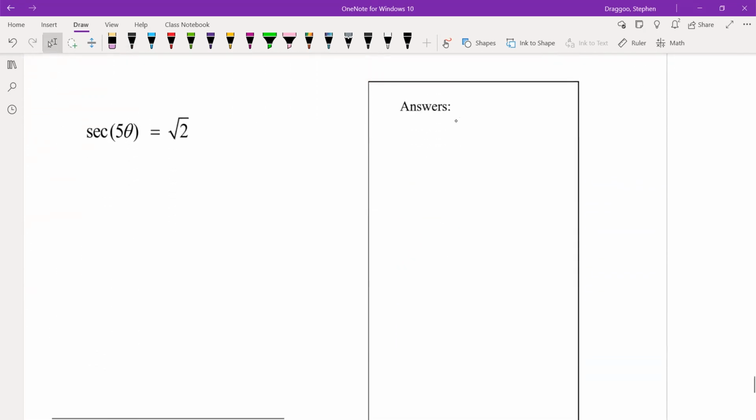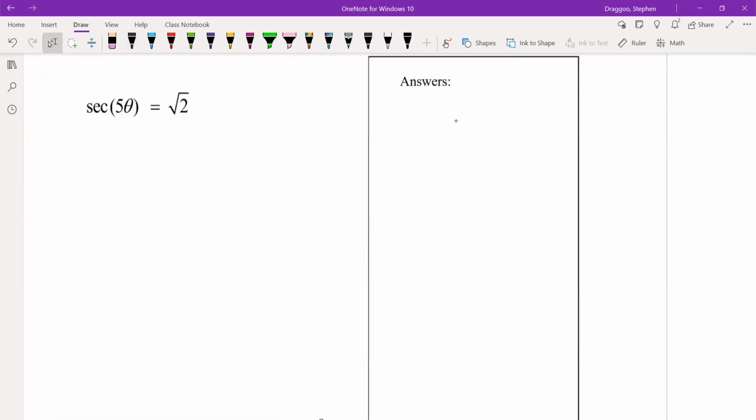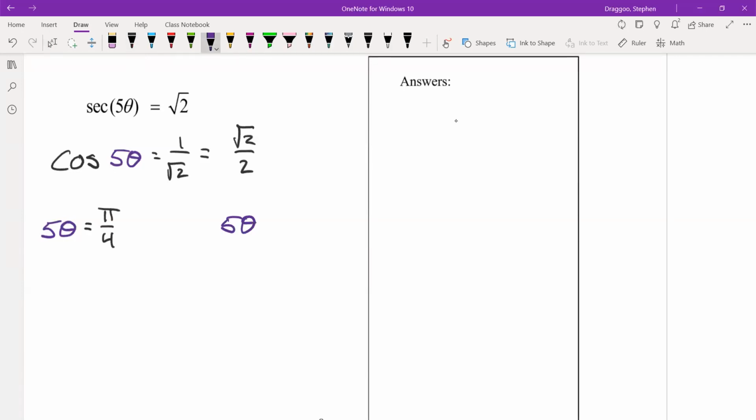All right. And lastly, this is a fun one. Secant of 5 theta is equal to square root 2. I want to find all answers between 0 and 2 pi. So let's start by saying that if secant of 5 theta is equal to square root of 2, that means that cosine of 5 theta is equal to 1 over the square root of 2, which is root 2 over 2. So I get two options for 5 theta: either 5 theta is equal to pi over 4, or 5 theta is equal to 7 pi over 4.